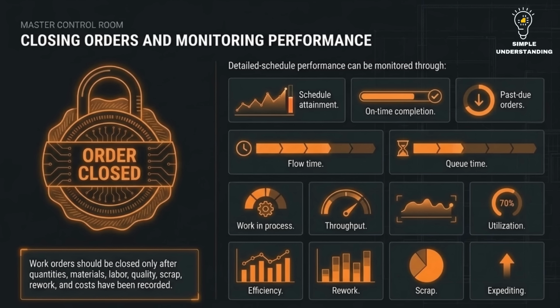Detailed schedule performance can be monitored through schedule attainment, on-time completion, past due orders, flow time, queue time, work in process, throughput, utilization, efficiency, rework, scrap, and expediting.